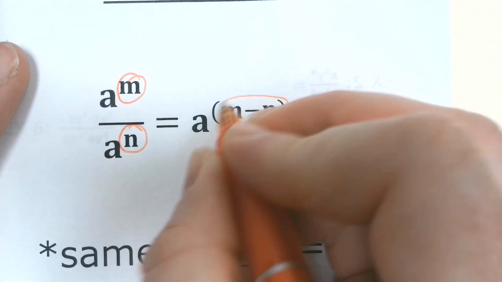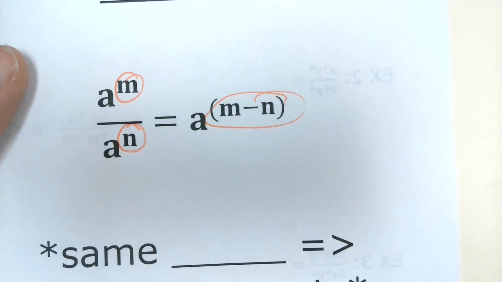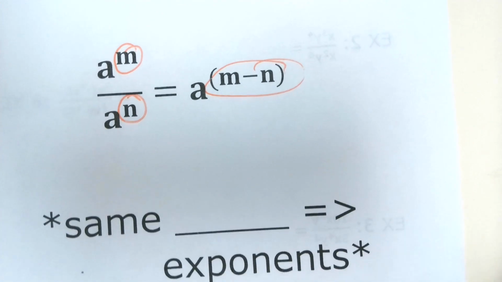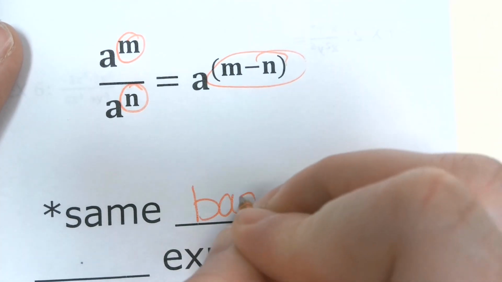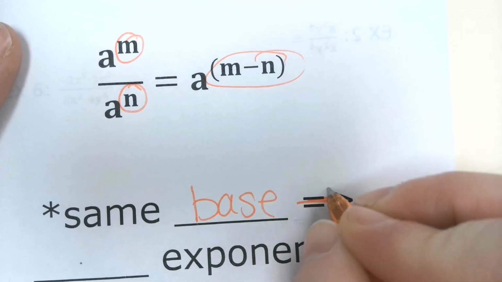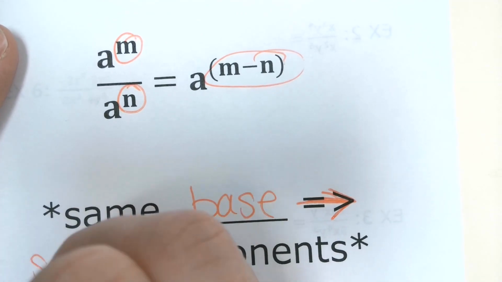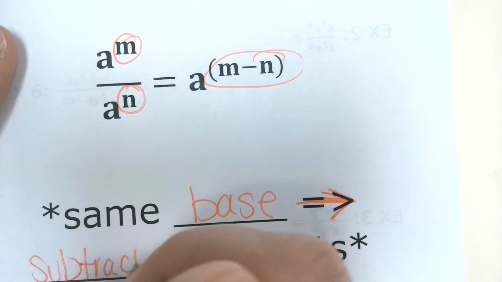So see how we have m and n? You subtract them. So same base means we are going to subtract exponents.